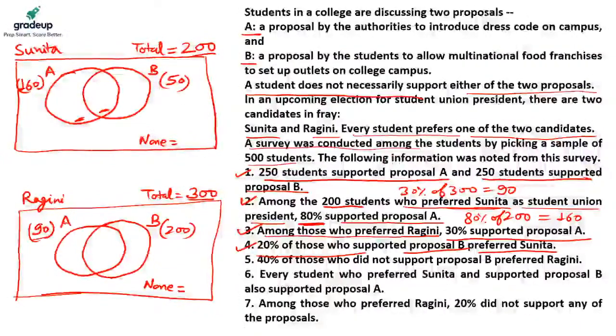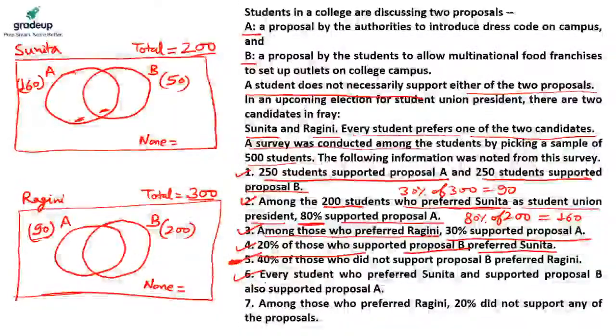Now, guys, have a look at point number 5. They are saying 40% of those who did not support B preferred Ragini. Now, those who did not prefer B. Okay, we'll come back to this point after some time. So we'll come back to point number 5.